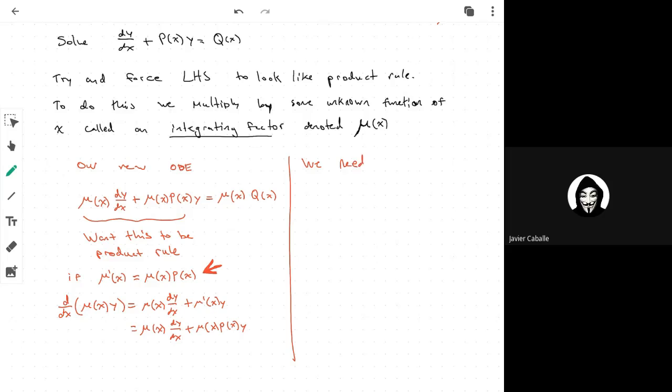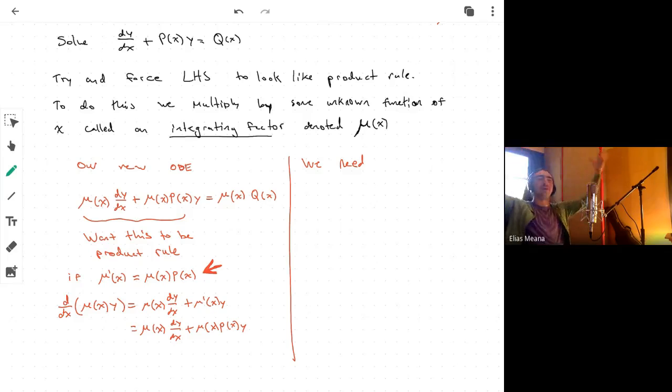Now we just have to solve another differential equation, which is separable. That's exactly the point. You got it. That's exactly what I was hoping to hear. So we now need to just solve the differential equation mu prime equals mu p.